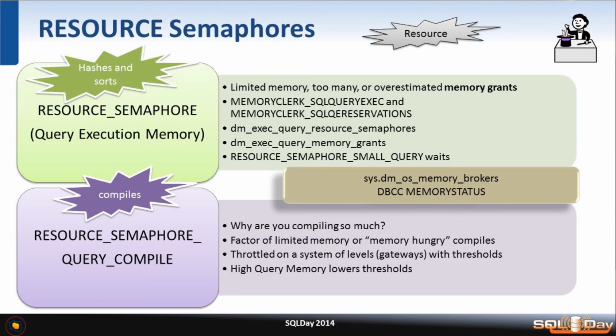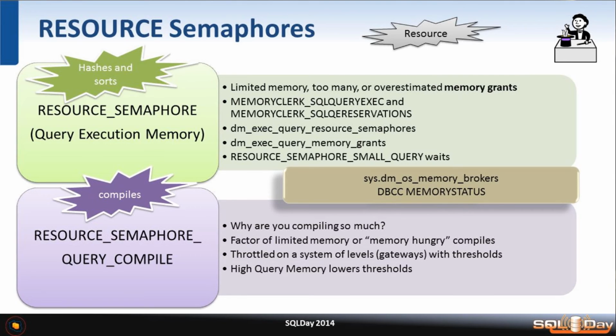If this wait type, resource semaphore, shows up, it could be that you have limited memory because of other things, you have too many queries trying to run, or you have an overestimated memory grant, where the memory grant is incorrect because you have an estimation problem with your query plans. The memory clerks in our system that show high usage for this are QUERY_EXEC and QE reservations. And finally, there are some DMVs to show you whether you're waiting on a grant, this query resource semaphore, or what kind of grants are going on in your system. So if you see this wait type show up, it is probably due to sort or hash operations consuming too much memory, or these other examples. That is something I would absolutely pay attention to if you see this on your system.